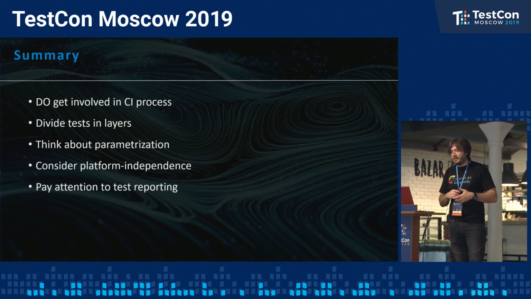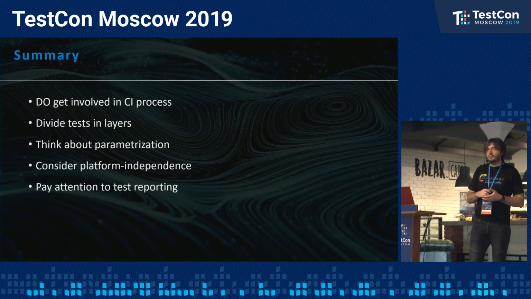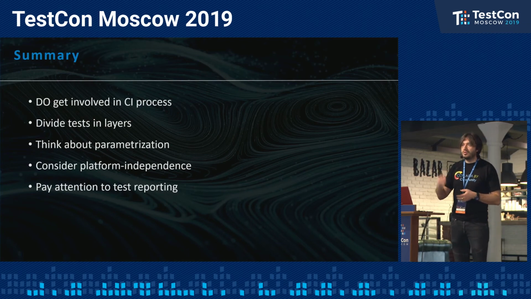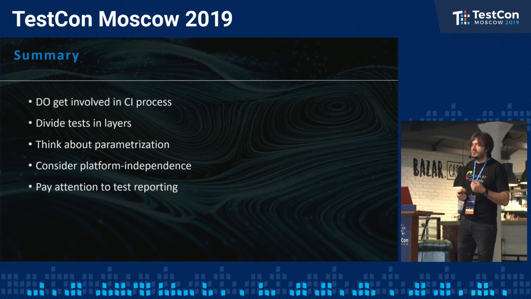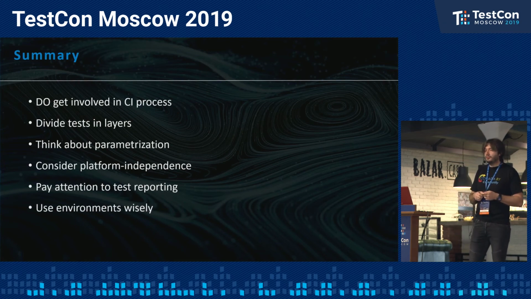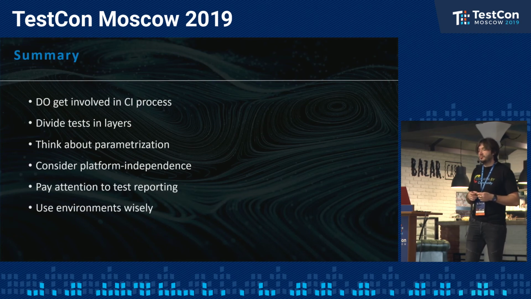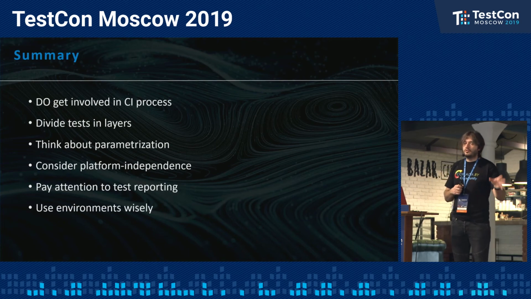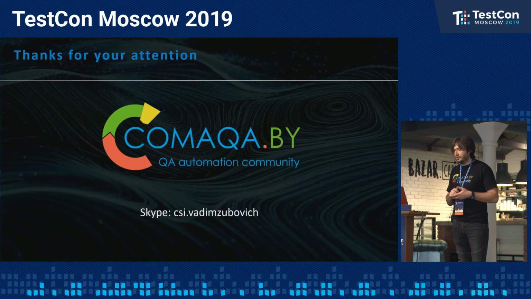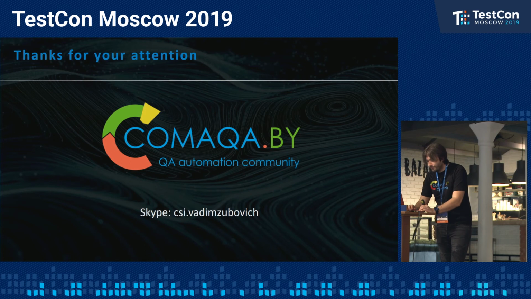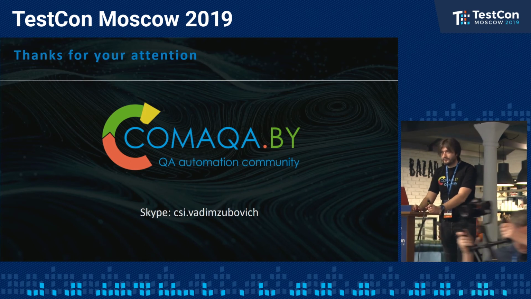Think about how to ensure that your tests can be assembled on different platforms. Think about it in advance and pay attention to test reporting, so that your reports are easy to read, easy to understand, and easy to get insights from. Please also use environments wisely. You don't want to have 50 different environments, but ideally you should have one environment per test type. And now I'm ready to take your questions.